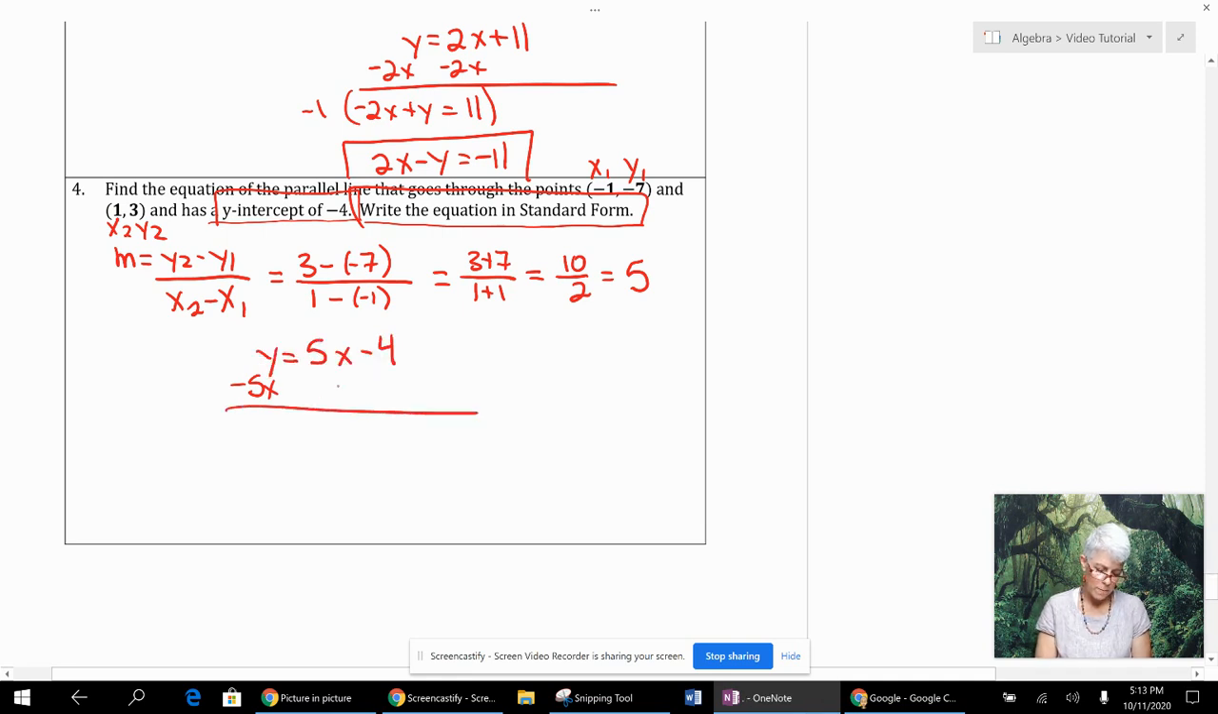Whoa. Okay, everything disappeared for a second there. All right, here we go. Negative 5x plus y equals a negative 4.